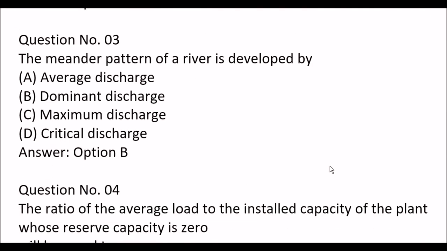Next question. The meander pattern of a river is developed by option A, average discharge. Option B, dominant discharge. Option C, maximum discharge. Option D, critical discharge. Right answer is option B, dominant discharge.